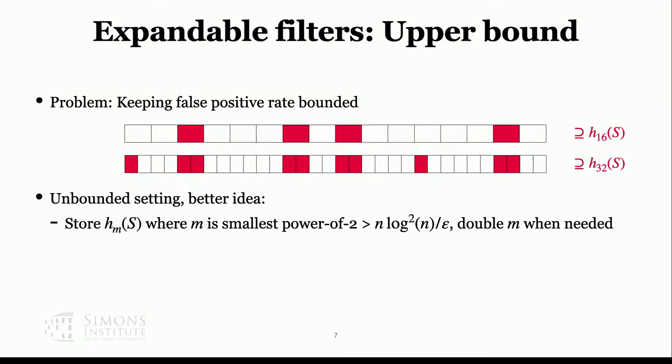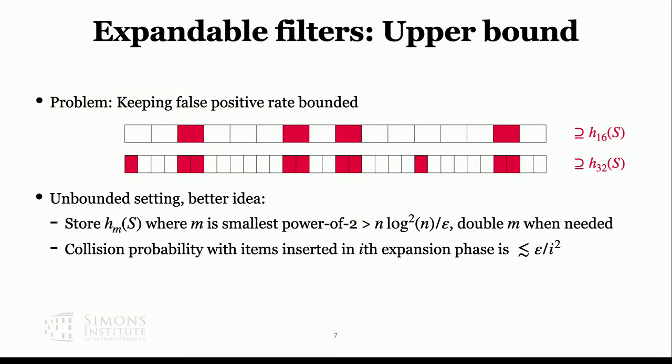But there's a slight variation that actually works. Okay, so we're going to be a little bit more aggressive. So we are going to increase, or double, the size of the hash table a little bit sooner. Okay, so before we said n over epsilon, now we are going to round up to something that is at least n log squared n. So it's just going to go slightly superlinearly. Okay. And it turns out that if we do this, then the probability of collision is going to become smaller and smaller over time.